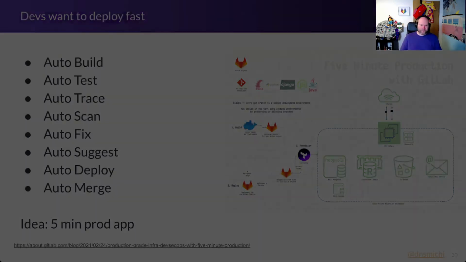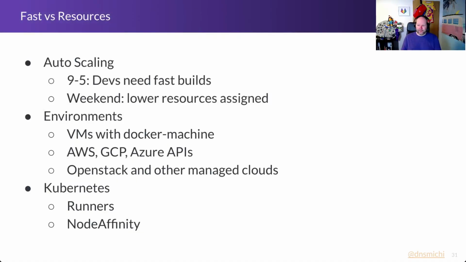On the other side, we also want to look into what's already there, so fast versus resources. We have the possibility to use some sort of auto-scaling and saying, hey, 9 to 5 developers need the fast builds, but on the weekend there are not so many resources assigned to our CI/CD pipelines, reducing the compute cost being acquired all the time by virtual machines being run. There are specific environments which can be used, like virtual machines with Docker Machine, the hyperclouds like AWS, GCP, Azure, and their APIs, OpenStack, and probably I've missed many other managed clouds. For Kubernetes, we can use the runners and look into Node Affinity.